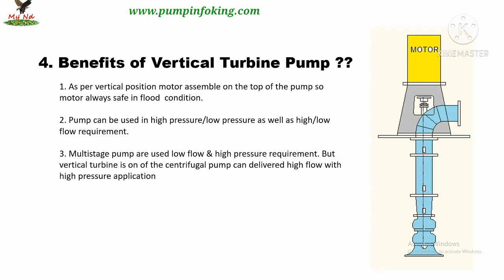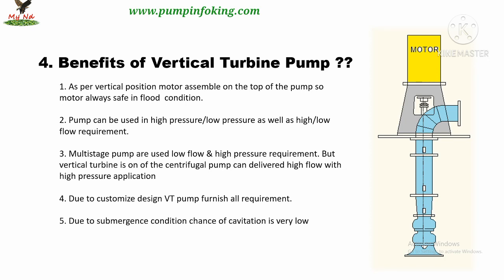The third benefit, we are comparing here with the multi-stage pump. Okay, multi-stage pumps are normally used for high pressure and low flow requirements. But the vertical turbine pump, one of the centrifugal pumps, is used in high flow with high pressure applications. The fourth benefit is, due to a customized design, the VT pump fulfills all requirements. The fifth is, due to impeller submergence, the chance of cavitation is very low in a vertical turbine pump. Okay, these are the benefits of the vertical turbine pump.